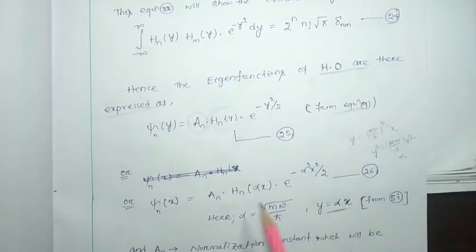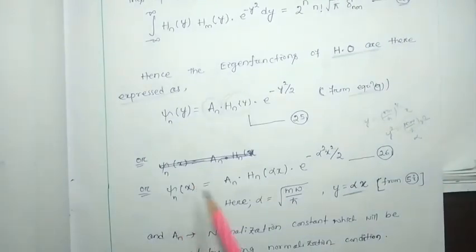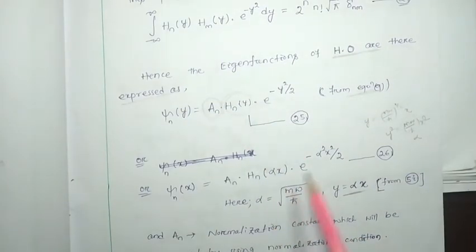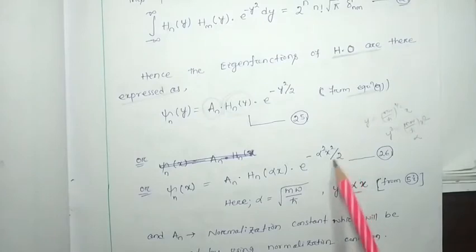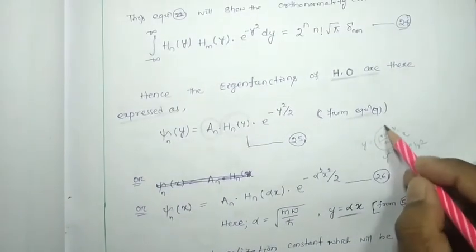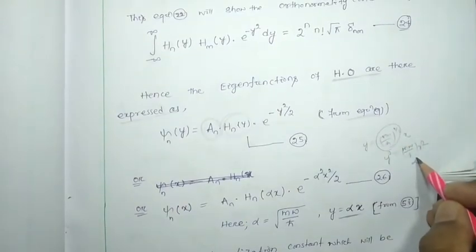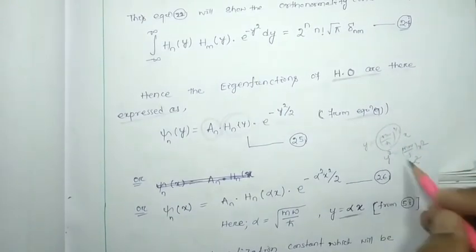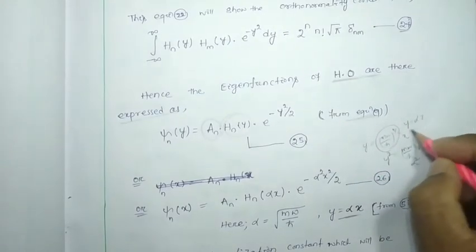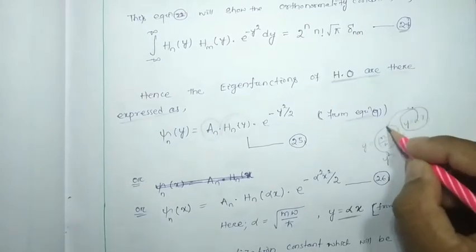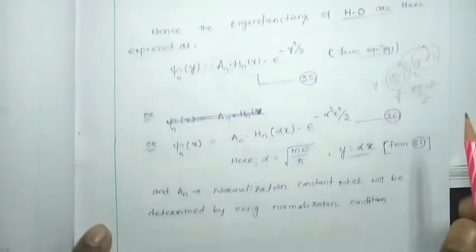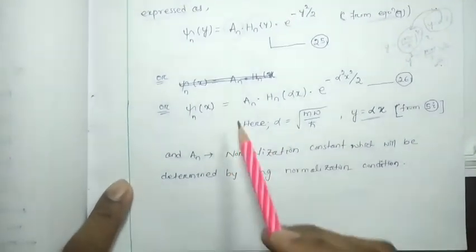So in the form of x, this will be psi n x equal to An Hn alpha x into e to the power minus alpha square x square by 2. Here y is nothing but considered as alpha x, where alpha is root over m omega by h cross, and y square will be alpha square x square.